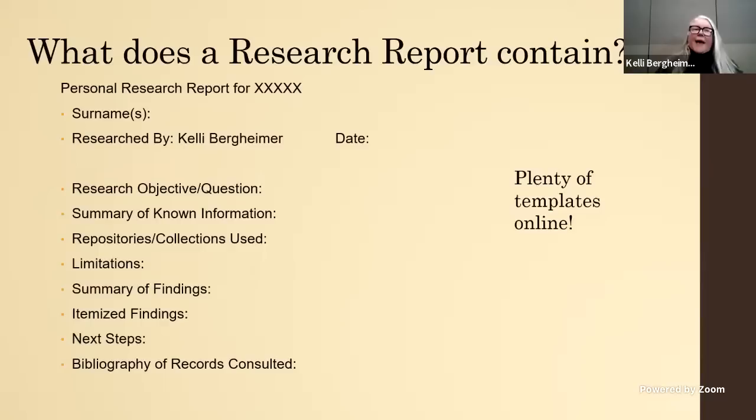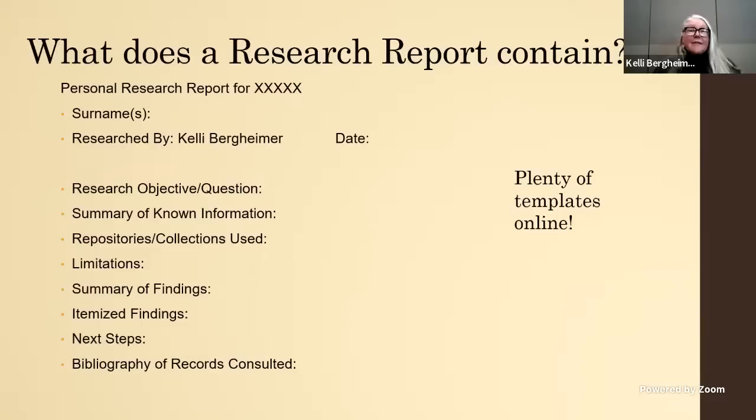So I usually have the surnames involved. I put myself as the researcher and the date that I started. Why would I do that? Well, because I want this to be something that someone else can look at in the future, pick up the mantle, and continue on. The point of all of our accumulation and learning is not just to hoard it, right? We want to make sure that someone else later on can pick that up and take it from there.